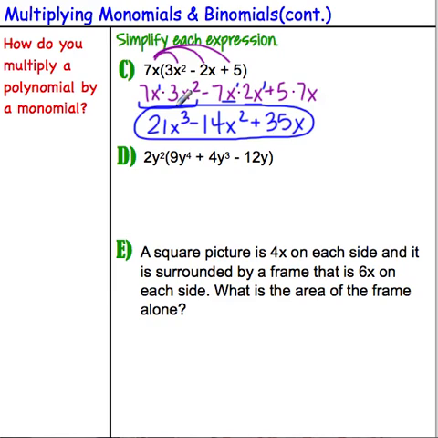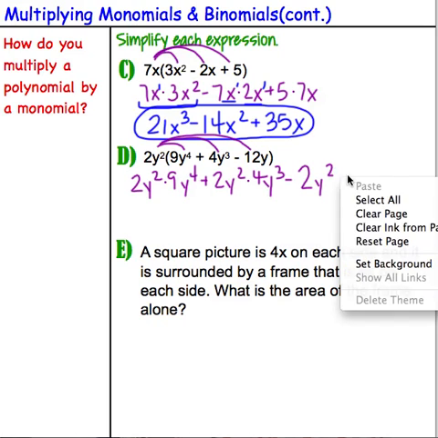Looking at the next example, we have 2y squared times the quantity 9y to the fourth plus 4y cubed minus 12y. So I'm going to distribute the 2y squared to all three terms, giving me 2y squared times 9y to the fourth, plus 2y squared times 4y cubed, minus 2y squared times 12y.